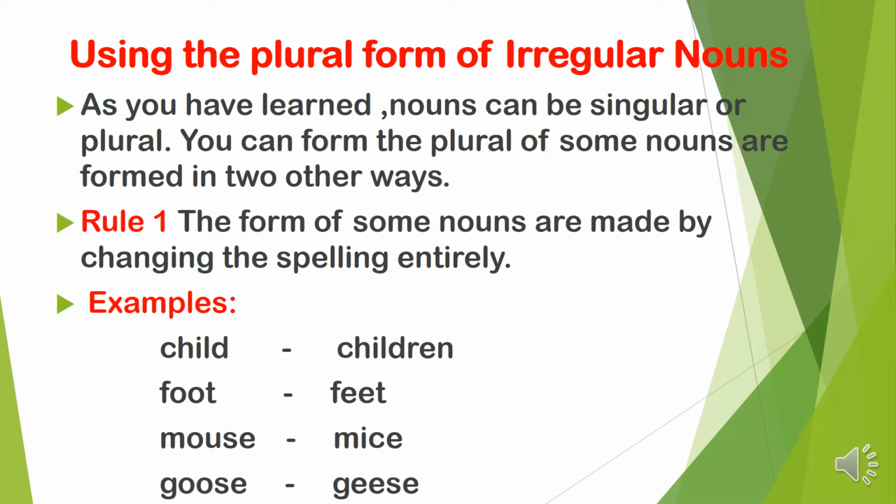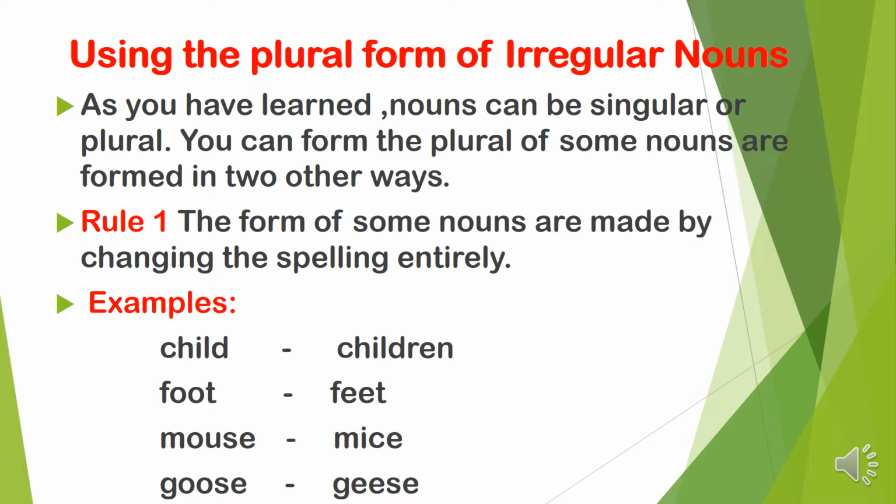Using the plural form of irregular nouns. As you have learned, nouns can be singular or plural. You can form the plural of some nouns in two other ways. Remember, my dear viewers, my dear students, we have two rules. Rule number one: the form of some nouns are made by changing the spelling entirely. For example, the word child, when we form the plural, becomes children. Child, children. Take note of that. Foot, feet.